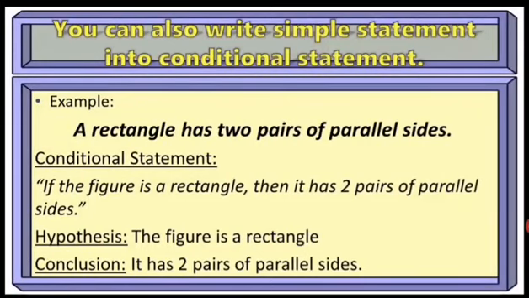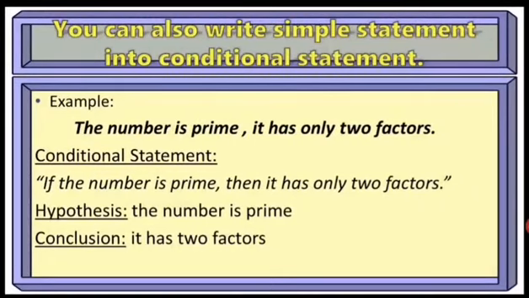You can also write a simple statement as a conditional statement. Example: a rectangle has 2 pairs of parallel sides. Conditional statement: if the figure is a rectangle, then it has 2 pairs of parallel sides. Hypothesis: the figure is a rectangle. Conclusion: it has 2 pairs of parallel sides. The number is prime. It has only 2 factors. Conditional statement: if the number is prime, then it has only 2 factors. Hypothesis: the number is prime. Conclusion: it has 2 factors.